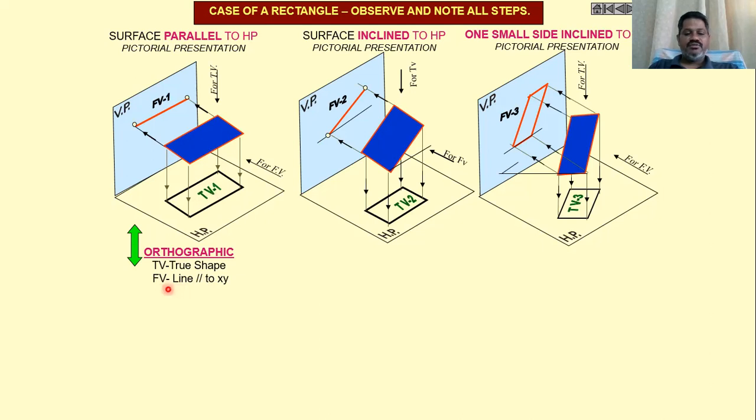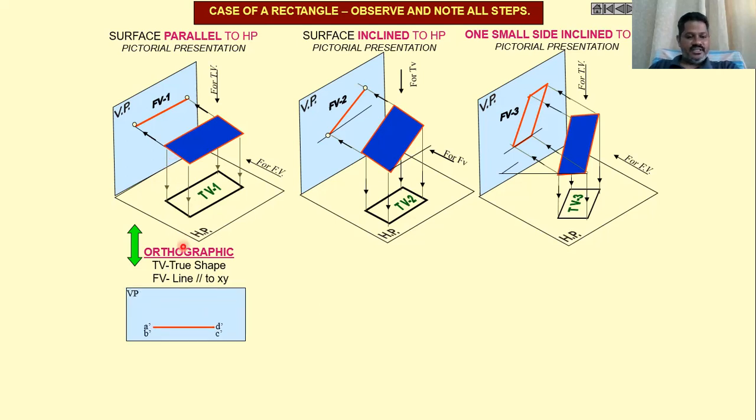Then the front view is a line which is parallel to the XY line. XY line is where the vertical plane and horizontal plane are meeting. That line where these two planes meet, we are calling the XY line in this case. So when the plane is parallel to HP, the top view will be the true shape. Then the front view will be a line which is parallel to the line where HP and VP meet, that is the XY line.